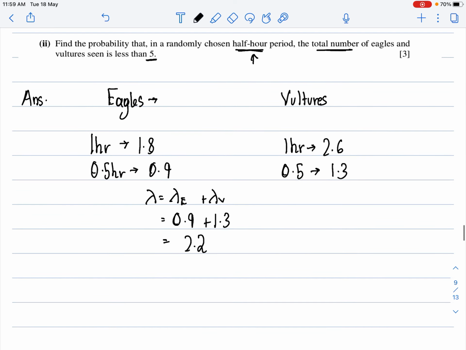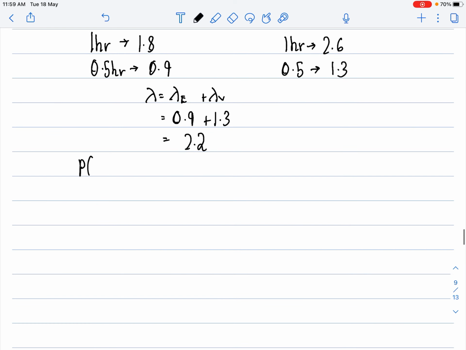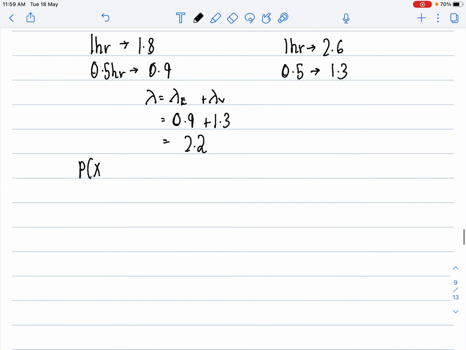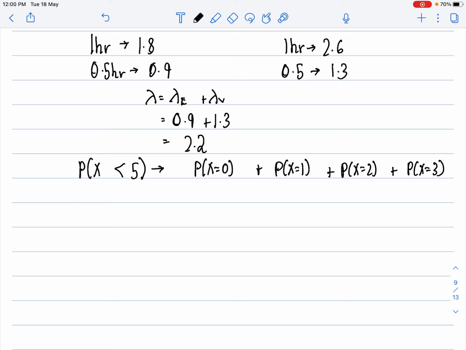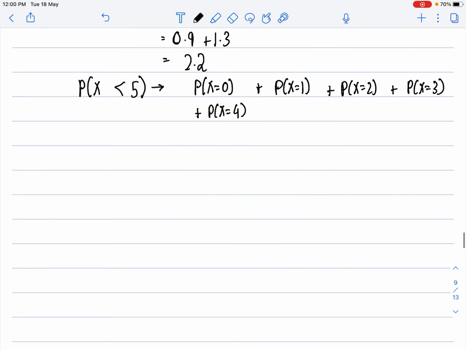Got it? So now what we need to do is calculate the probability that x is less than 5, which can be written as the probability of x equals 0 plus the probability of x equals 1 plus the probability of x equals 2 plus the probability of x equals 3 plus the probability of x equals 4. Because it's less than 5. So now I can write this basically with my formula, I'll write it again. It's e raised to minus lambda into lambda raised to x over x factorial.